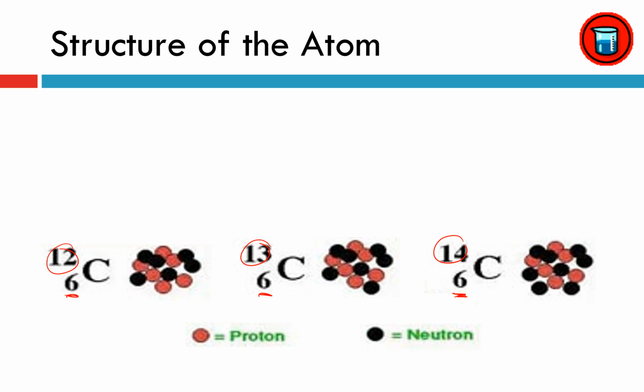We can figure out how many neutrons are present by taking atomic mass and subtracting atomic number. So 12 minus 6 would tell me that we've got 6 neutrons in this first one, 7 neutrons in the middle one, and then 14 minus 6 gives me 8 neutrons in the last one. Carbon 12, 13, and 14 are what we call isotopes of one another.